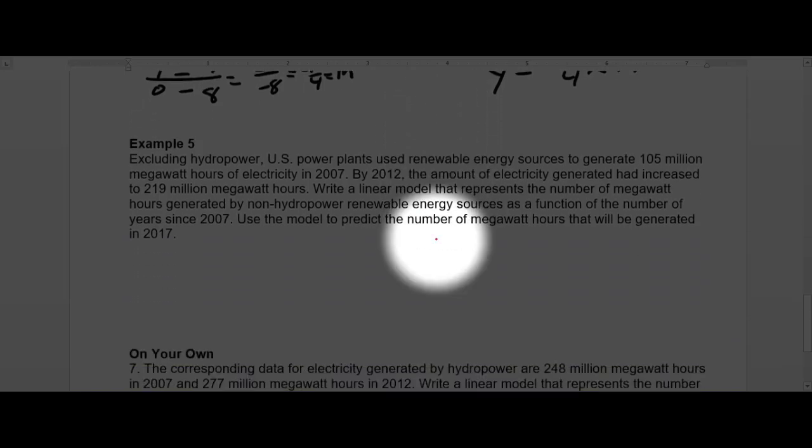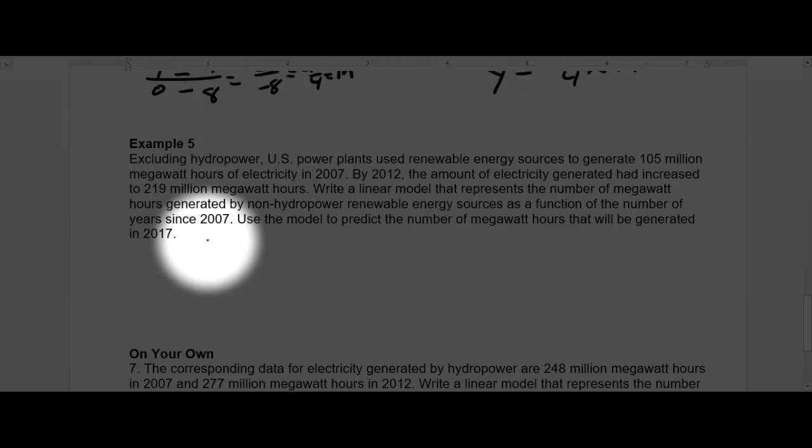Excluding hydropower, U.S. power plants use renewable energy sources to generate 105 million megawatt hours of electricity in 2007. By 2012, the amount of electricity generated had increased to 219 megawatt hours. Use a linear model that represents the number of megawatt hours generated by non-hydropower renewable energy sources as a function of the number of years since 2007.